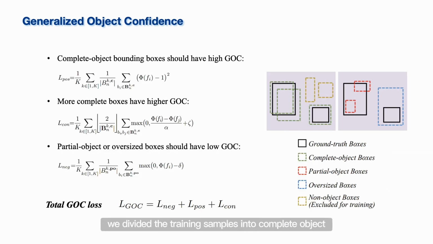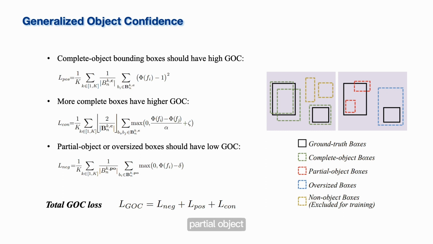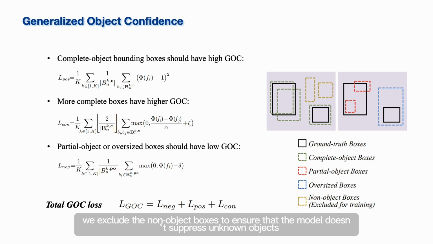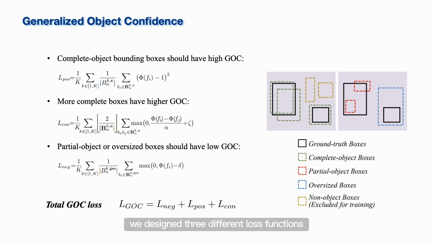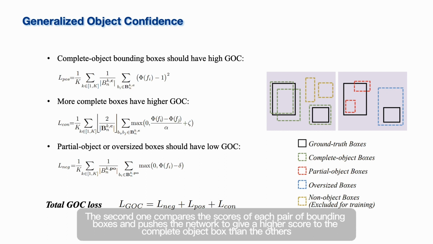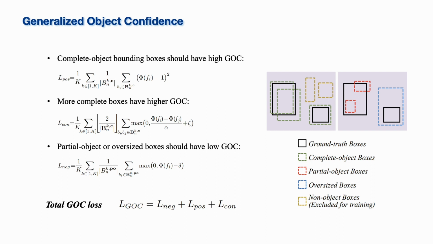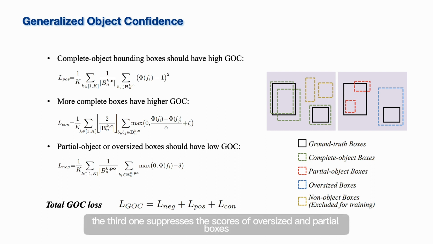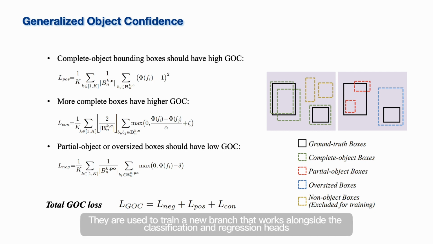To achieve our goals, we divided the training samples into complete object, partial object, oversized, and non-object boxes. During training, we exclude the non-object boxes to ensure that the model doesn't suppress unknown objects. Next, we designed three different loss functions. The first one encourages the network to output a score close to 1 for the complete object box. The second one compares the scores of each two bounding boxes and pushes the network to give a higher score to the complete object box than the others. Finally, the third one suppresses the scores of oversized and partial objects. They are used to train a new branch that works alongside the classification and regression heads.